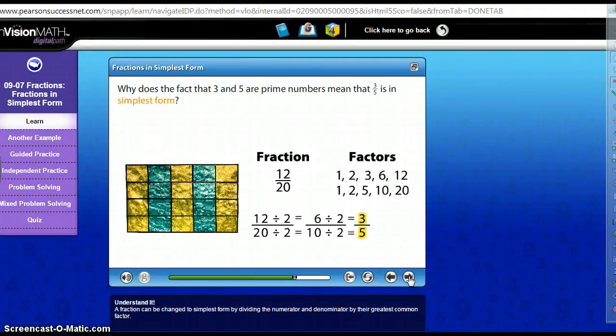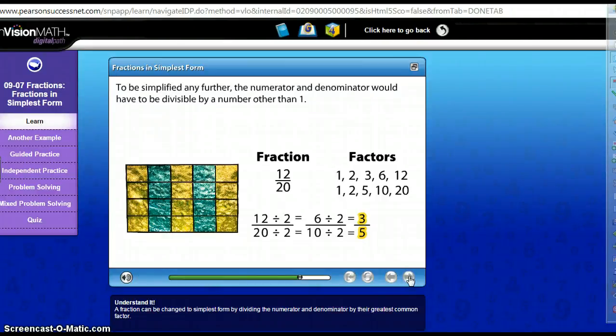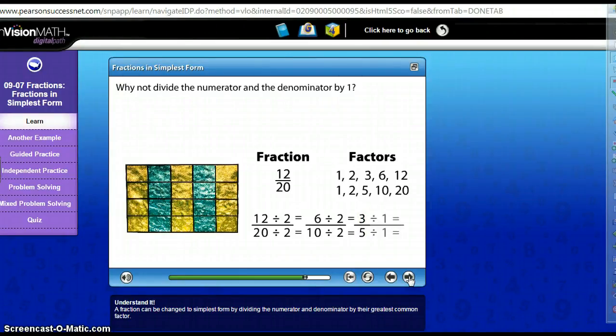Why does the fact that 3 and 5 are prime numbers mean that 3/5 is in simplest form? If they're both prime, there's nothing that you're going to be able to reduce both of them by. To be simplified any further, the numerator and denominator would have to be divisible by a number other than 1. Why not divide the numerator and the denominator by 1? The numerator and denominator will not change. You get the same answer. 3/5 is 12/20ths in simplest form.